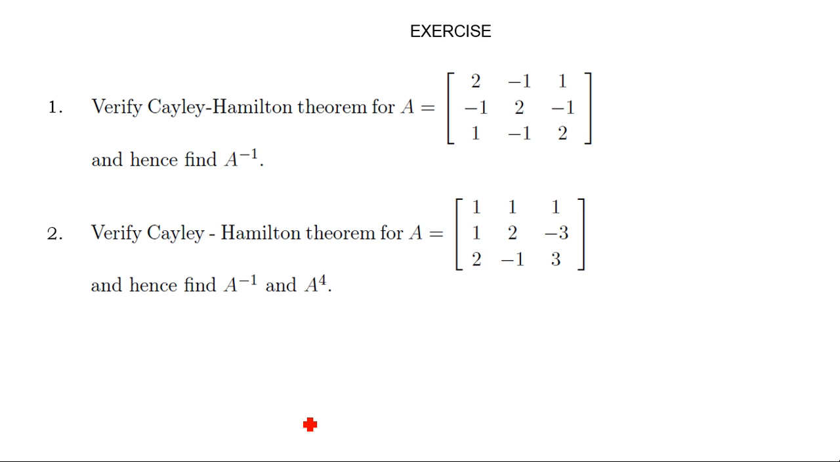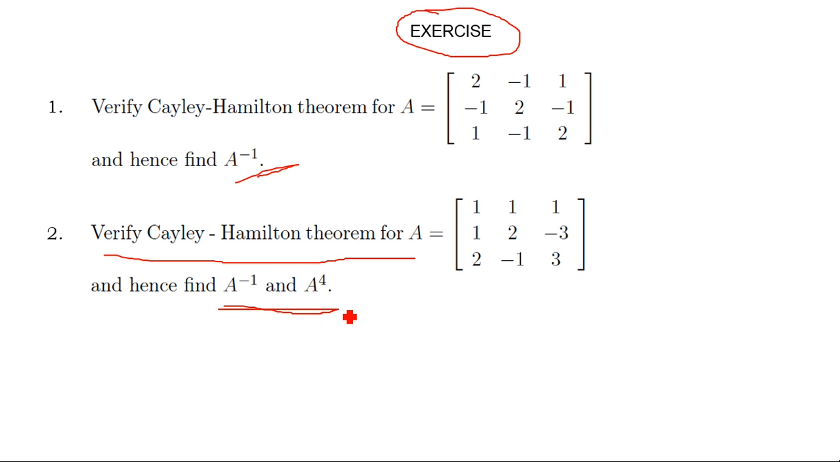Okay, so here I give two problems for practice. First problem is verify the Cayley-Hamilton theorem for A equal to 2 minus 1 1, minus 1 2 minus 1, 1 minus 1 2, and hence find A inverse. Second one is verify the Cayley-Hamilton theorem for A equal to 1 1 1, 1 2 minus 3, 2 minus 1, and hence find A inverse and A power 4. Please practice these problems.